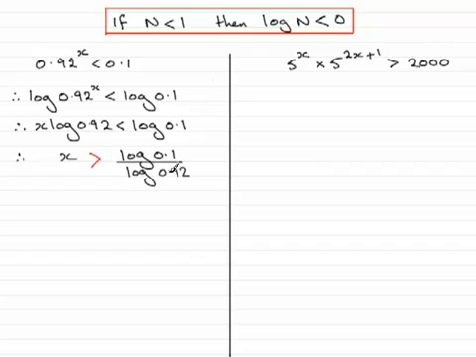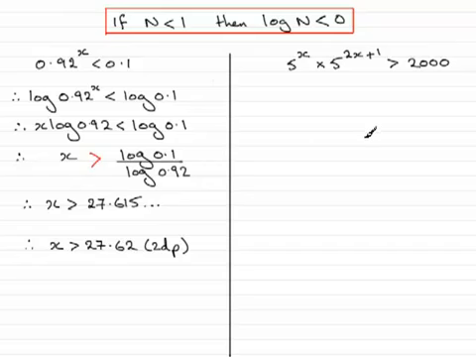Assuming you've done that, all we need to do is work out on any calculator the log of 0.1 divided by the log of 0.92. And what you get is that x is greater than 27.615 and so on. If I round this to 2 decimal places, we get 27.62. So that's the first example done, and it was aimed at showing you this business of reversing an inequality if you divide by a negative number.